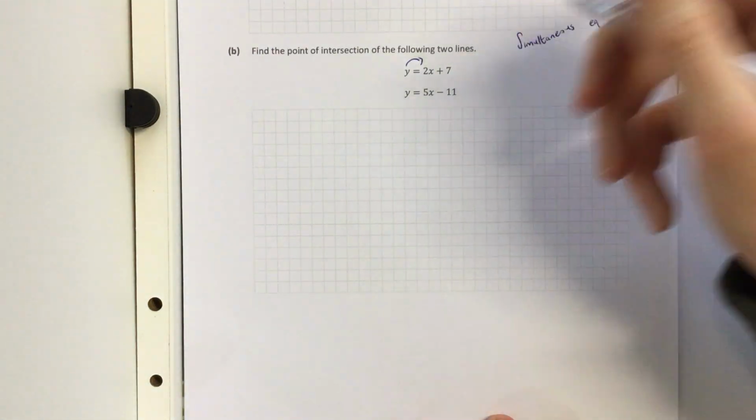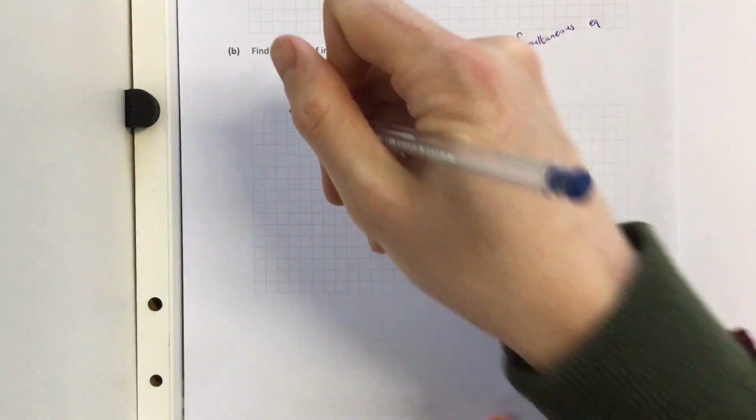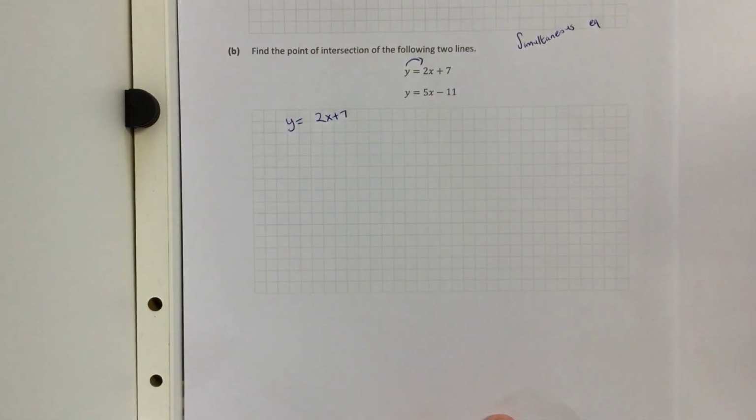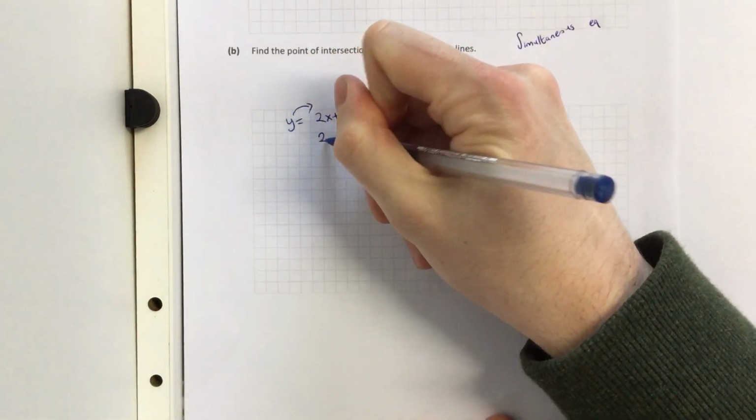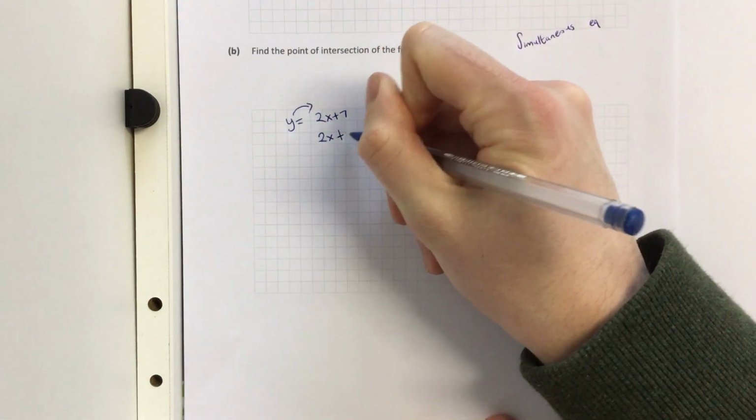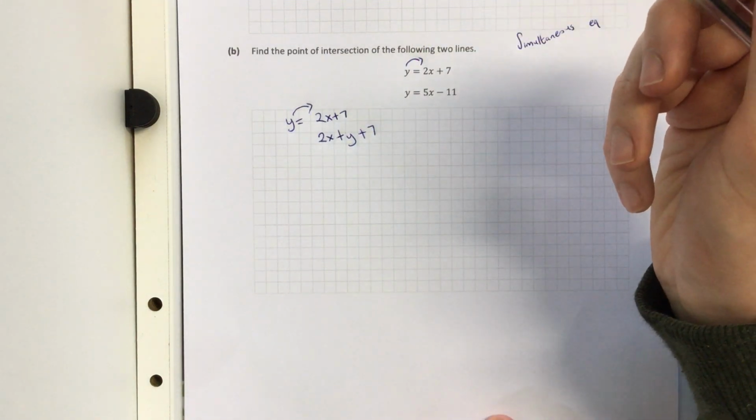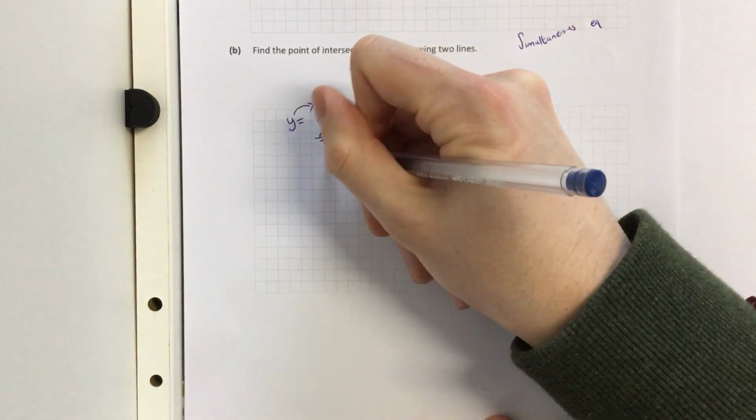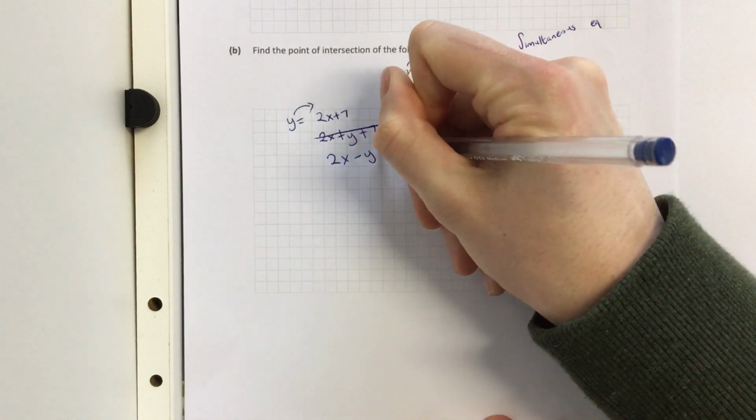So I'm going to start with the first one. So this is this first equation here, which is y equals 2x plus 7. We're going to change that, so y is being moved to the right. Now I made a mistake there, didn't I? This should be 2x, y goes to the right, so therefore it's minus y plus 7.